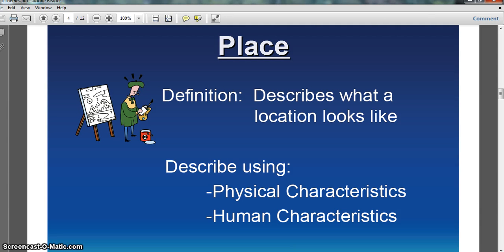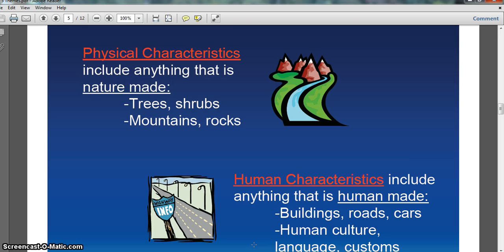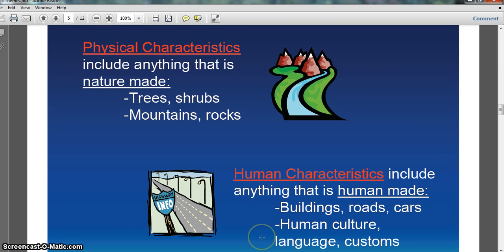Your P for place or people. The definition would be what a place looks like, describing what a place looks like. We use this in 2 ways, physical characteristics and human characteristics. Let's first talk about physical characteristics. For this, you would need to write down the definition like you did for location and a few examples. Physical characteristics are anything nature made.